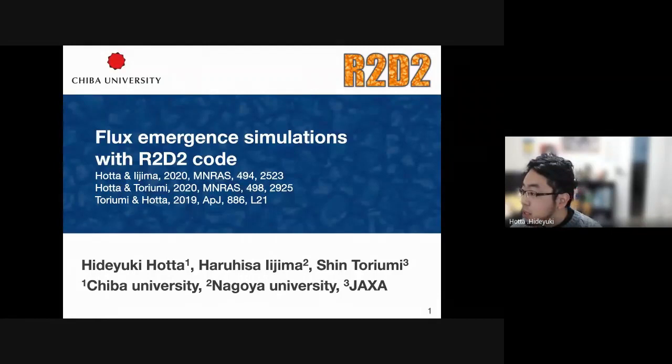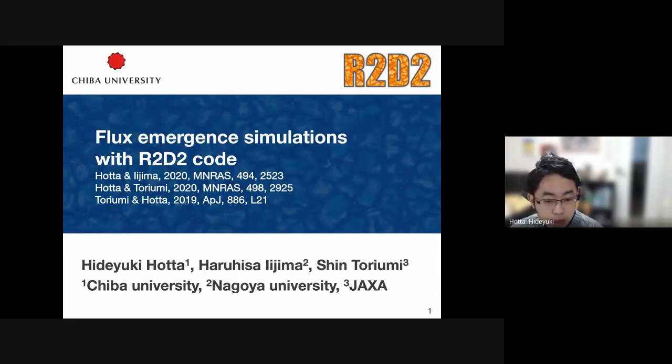So today I will talk about flux emergence simulation with the R2D2 code. I will show the latest result of my recently developed code, and at the end I will also show our latest result using the Fugaku computer. The Fugaku supercomputer is a Japanese flagship supercomputer with 500 petaflops, and we already did some very large calculations, and I will show you some results.